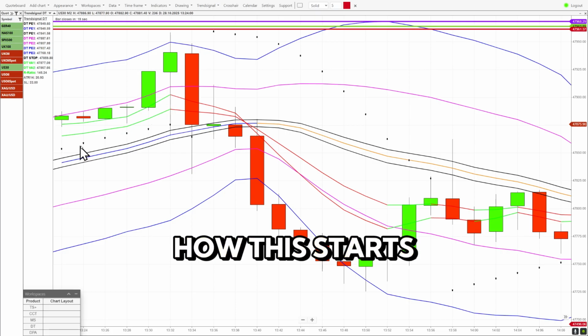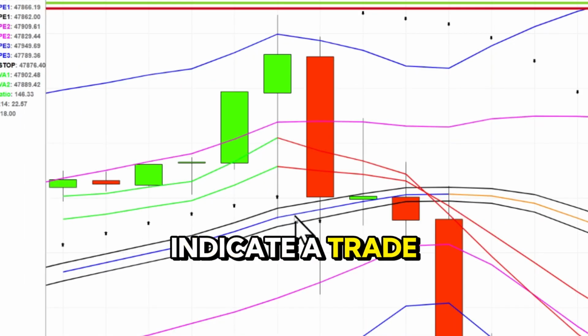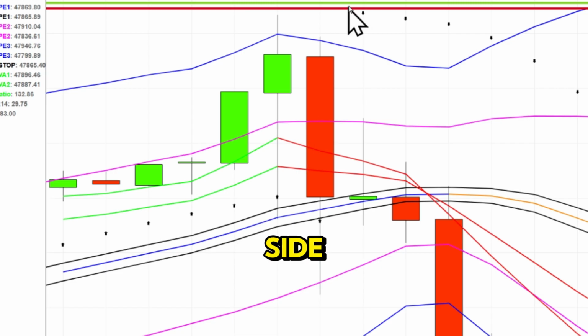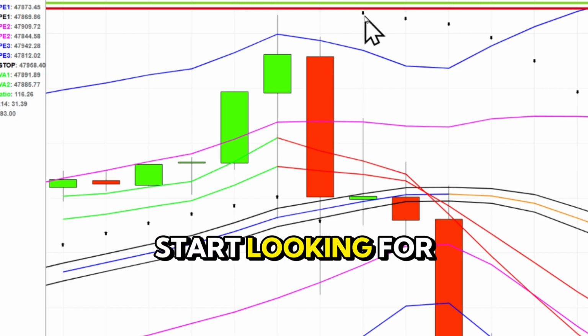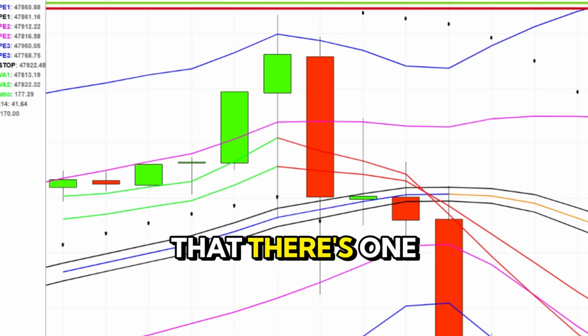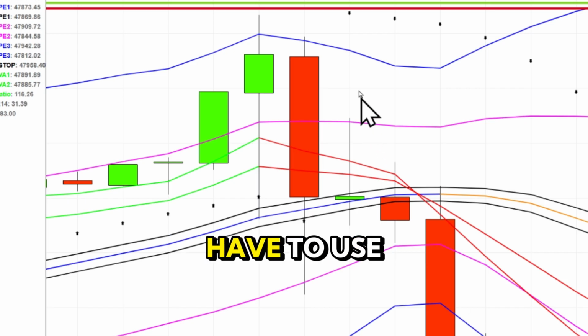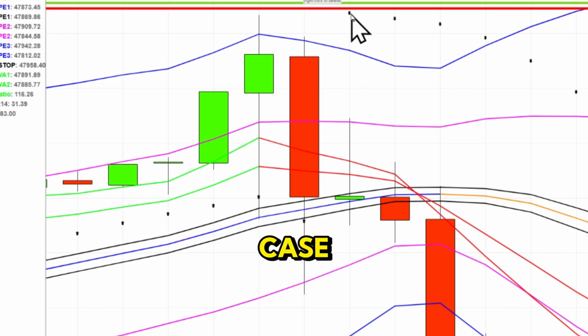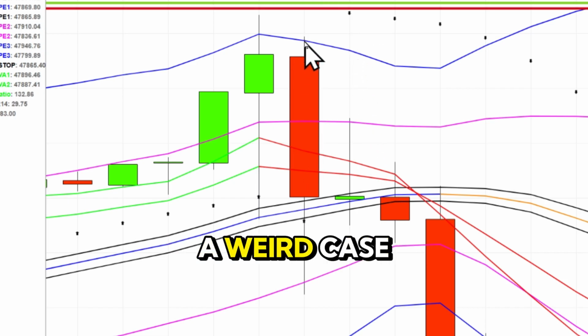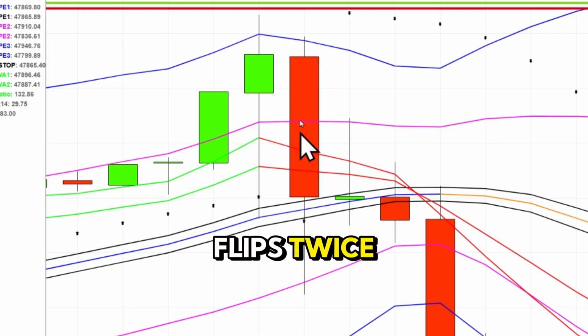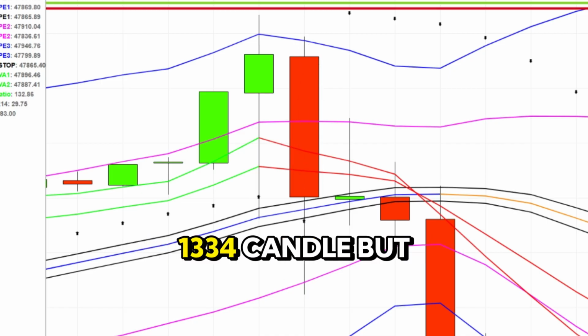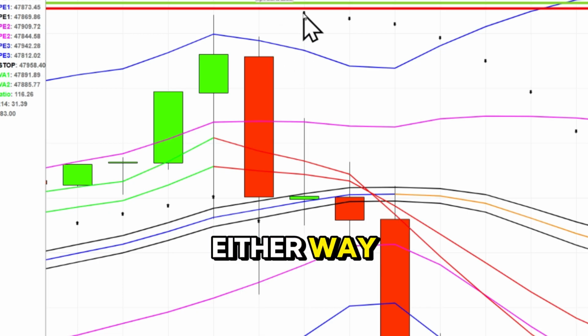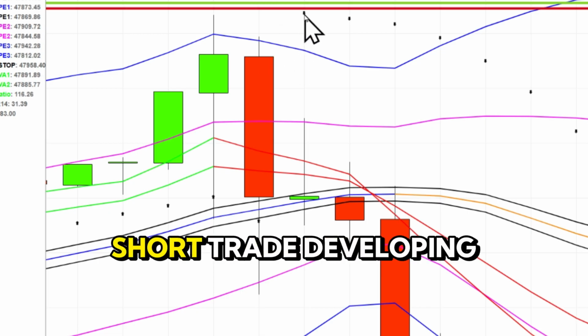How this starts, the black arrows indicate a trade. When it hits a black arrow, it will flip to the other side, indicating that we can start looking for a new opportunity. It doesn't mean that there's one that's particularly worth taking. We have to use the other steps to see if that's the case. So we get an arrow flip. We actually get a weird case here where the arrow flips twice because there's so much volatility around this 1334 candle. But either way, it results in us having a short trade developing.